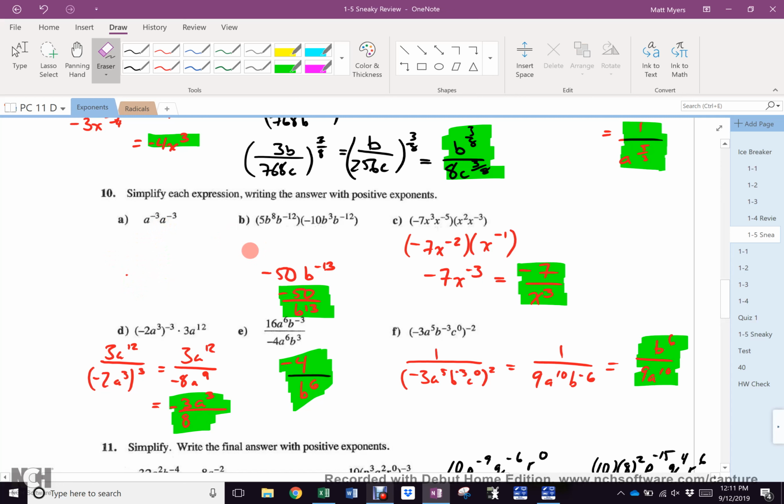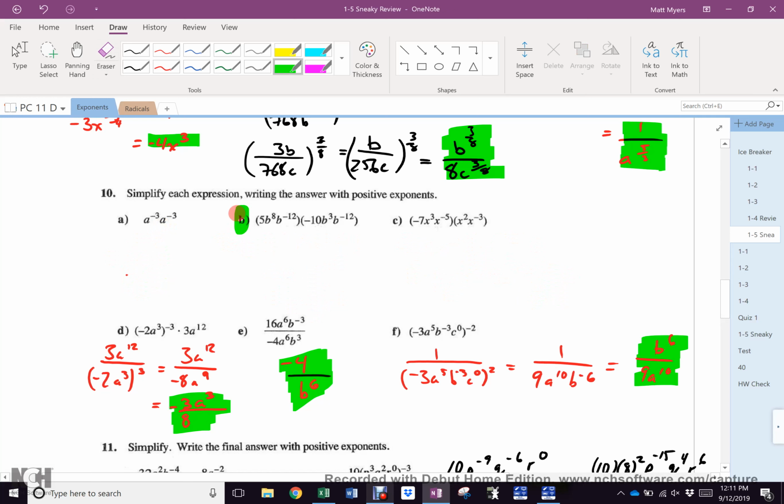I will do B first. Sorry? D? All right. B. Number times number. Negative 50. Letters and letters go together. I've got 8 and negative 12, both with B. So that gets me B to the negative 4. Right? And here I have 3 minus 12, which is B to the negative 9. Right? Now I add them. I get negative 50B to the negative 13th. What there is not allowed? Just that, because 50 isn't part of the base. So it is 50 over B to the 13th.